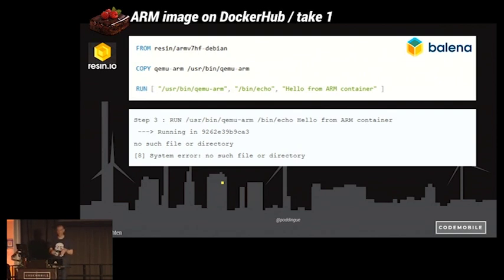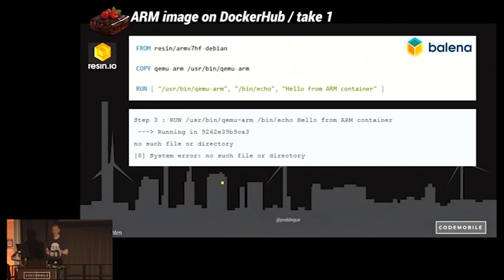The reason for this error is that QEMU ARM is a dynamically linked x86 binary, which requires a lot of other x86 binaries that don't exist in the image. So the loader tries to find the files, but fails, and so reports "no such file or directory".